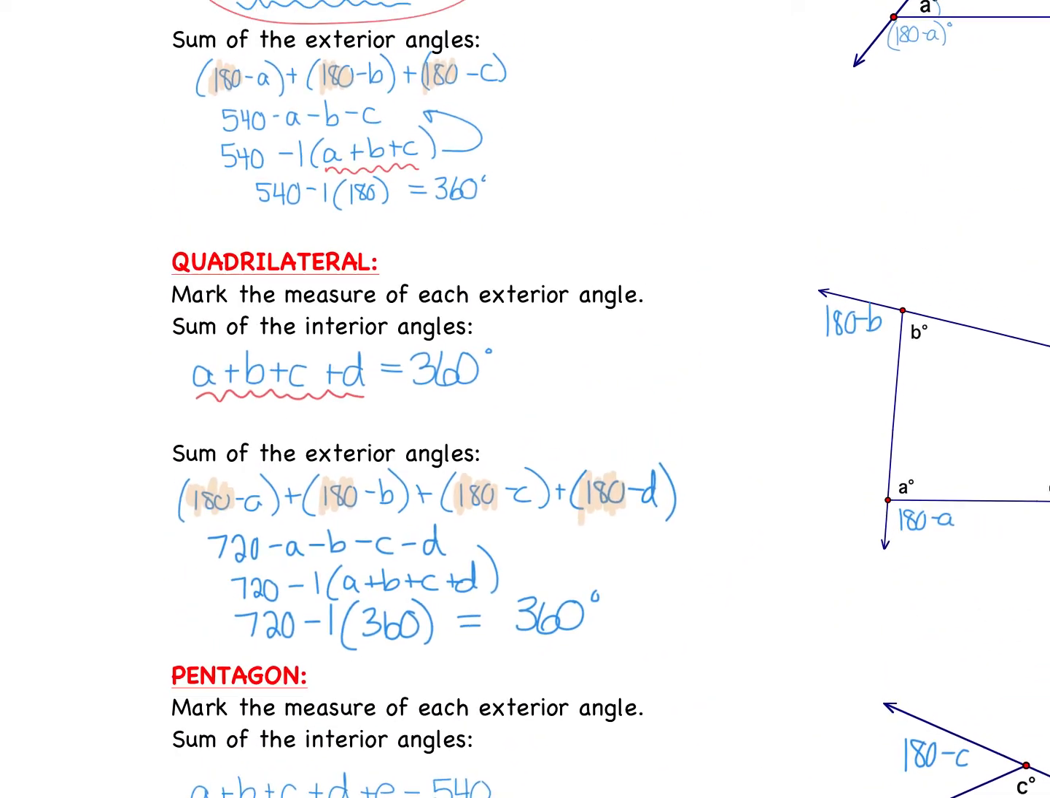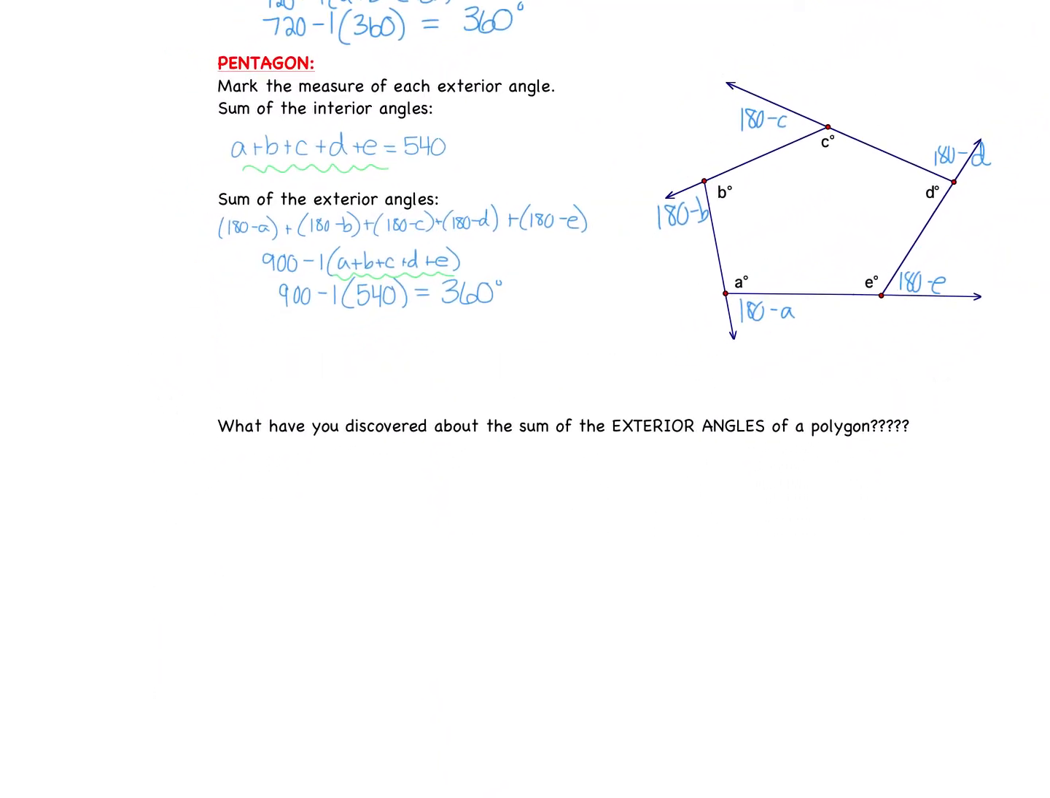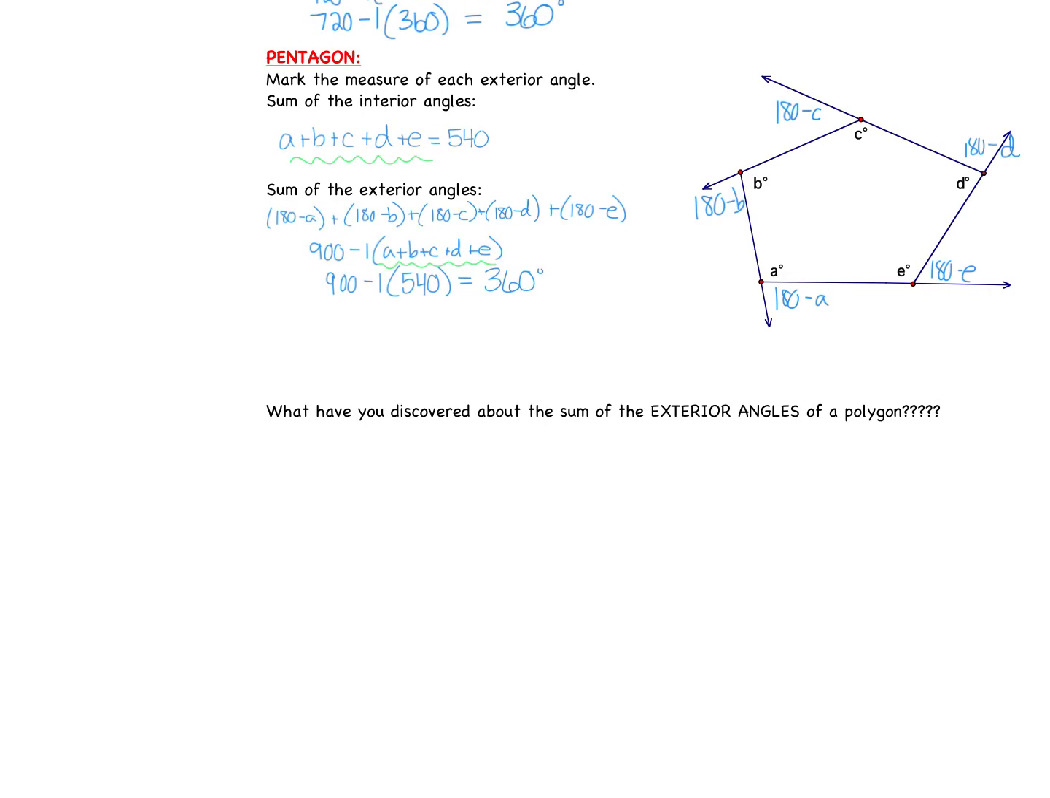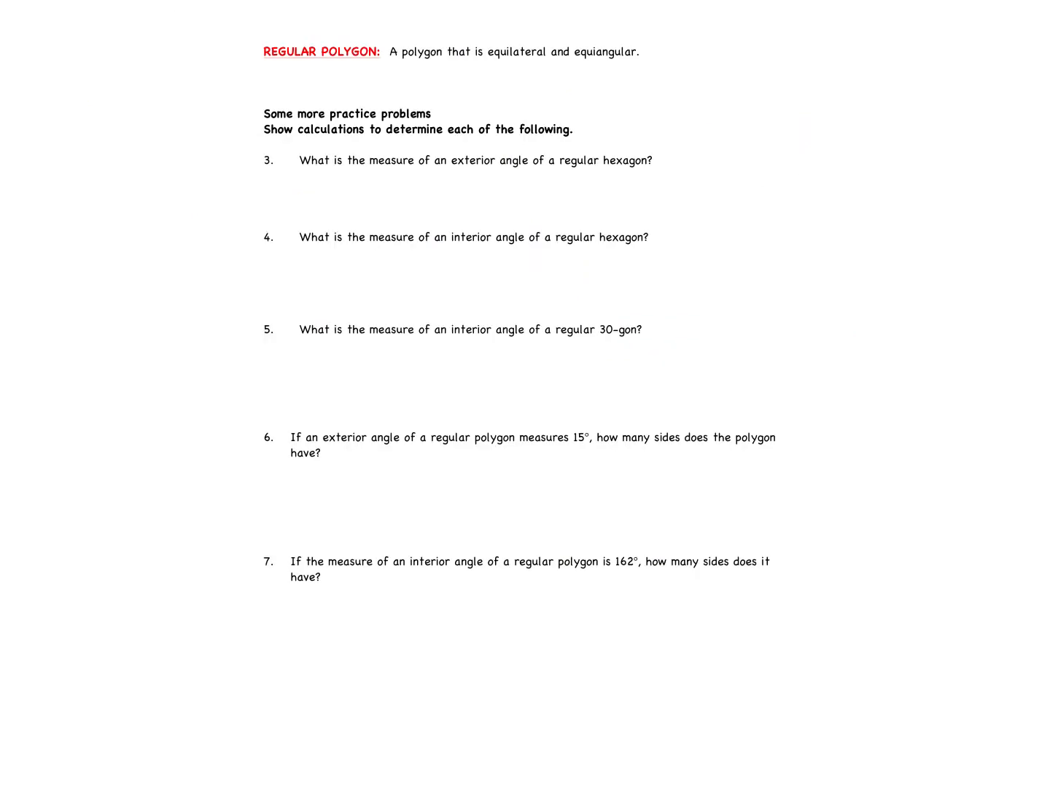So what do you notice about the sum of all of these? Triangle, 360. Quadrilateral, 360. Pentagon, 360. What is always going to be the case? These angles always add up to 360 degrees. Always, always, always. I always think of this like one of those throwing stars. If I was to throw it, it's going to rotate 360 degrees through the air towards my target. So the sum of the exterior angles, regardless of what the shape is, how many sides it has, is always 360.